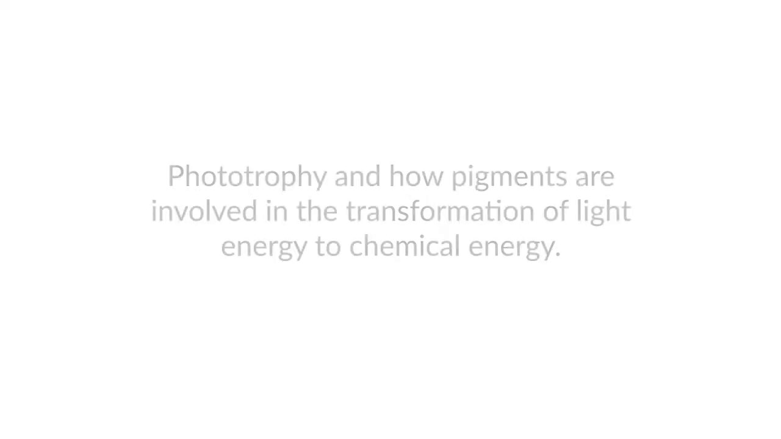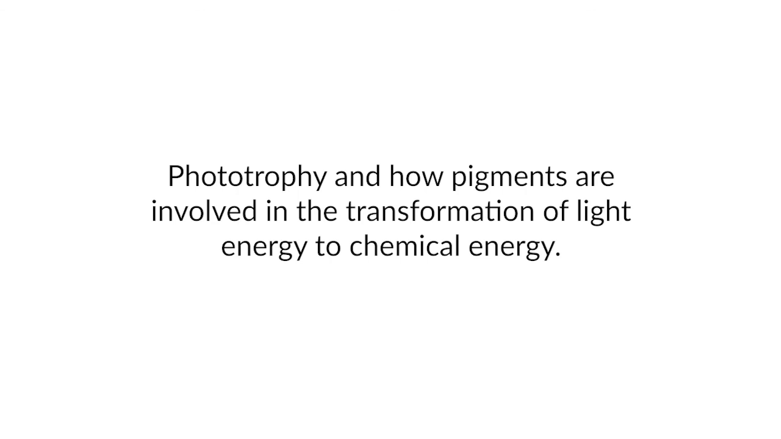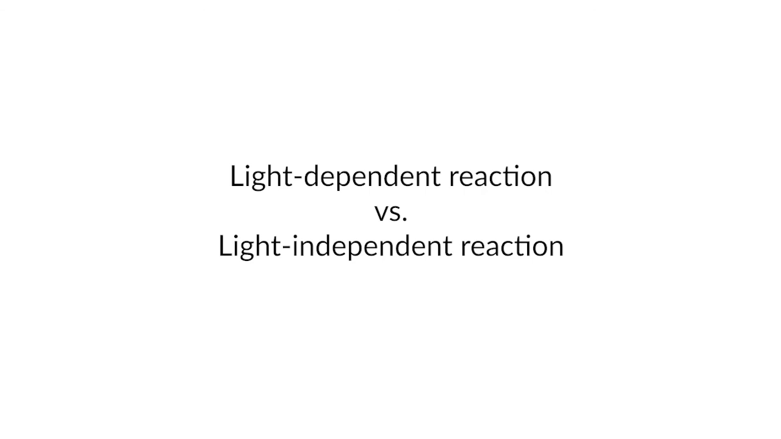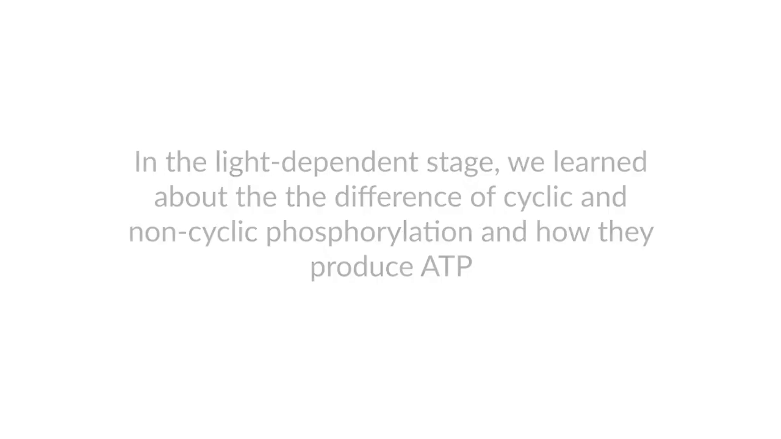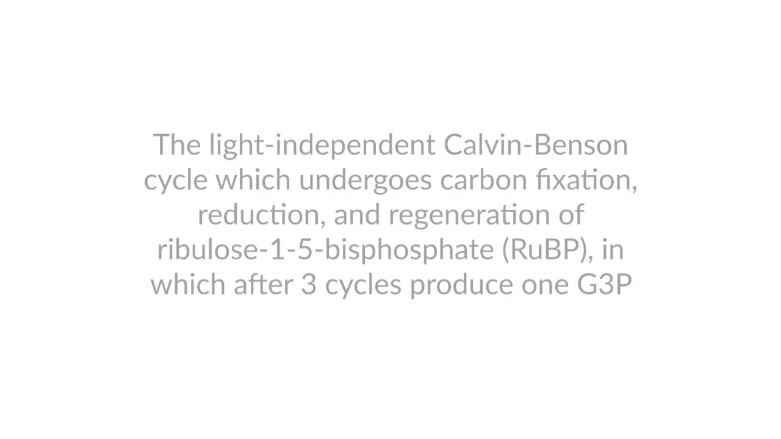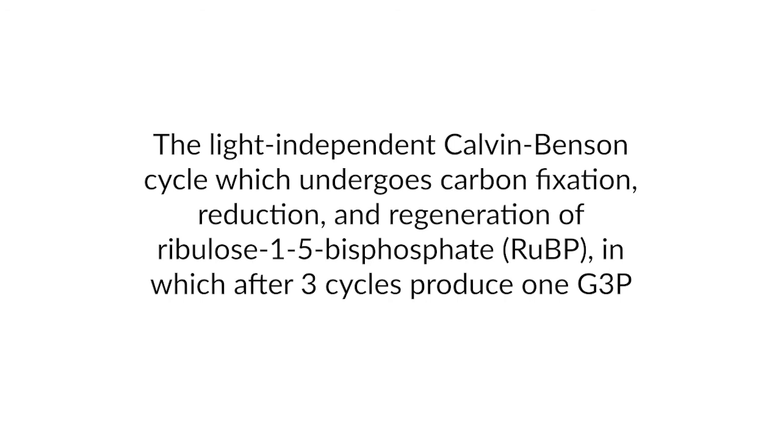Just a quick review. In this lesson, we learned about phototrophy and how pigments are involved in the transformation of light energy to chemical energy. We also differentiated light-dependent and light-independent reactions. In the light-dependent stage, we learned about the difference of cyclic and non-cyclic phosphorylation and how they produce ATP. And then, how it proceeds to the second stage of photosynthesis, the light-independent Calvin cycle, which undergoes carbon fixation, reduction, and regeneration of RuBP, in which after 3 cycles produce 1 G3P.